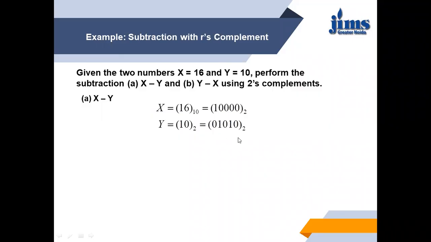Now the next step is we have to perform x minus y. So what will you do? You will take the 2's complement of y. So how is it done? You just take the 1's complement of y. The 1's complement of y is nothing but 1 is replaced by 0 and 0 is replaced by 1. So just do it. In my opinion, when I take the 1's complement of y, it should be 1 0 1 0 1. Then add 1 to the 1's complement, it will result in the 2's complement.